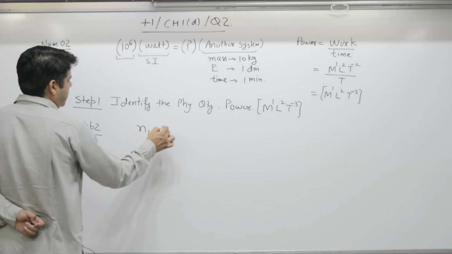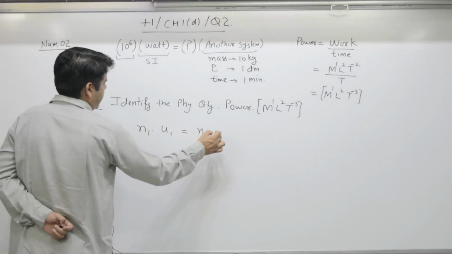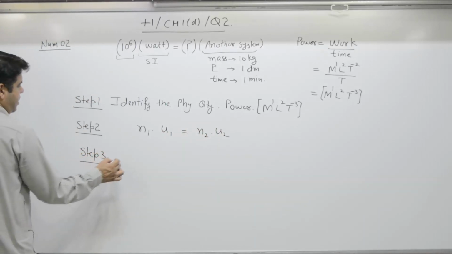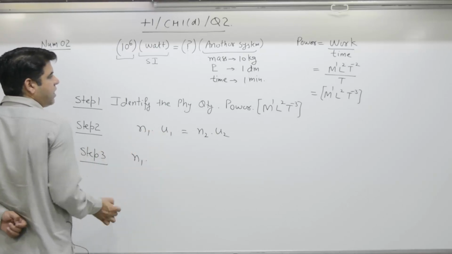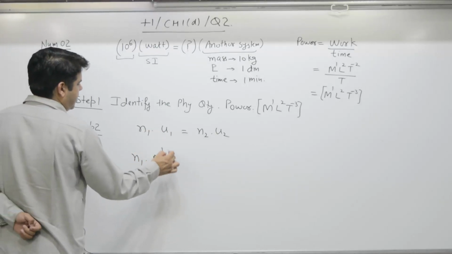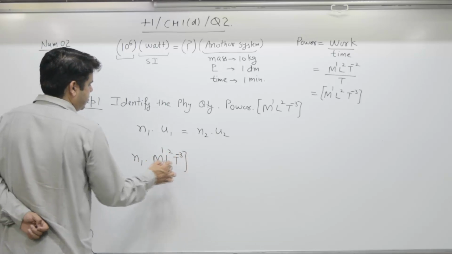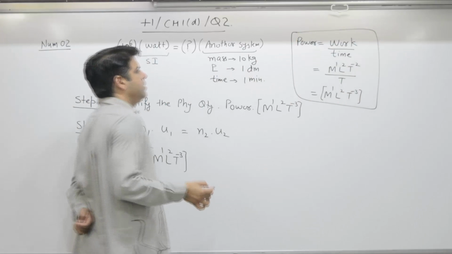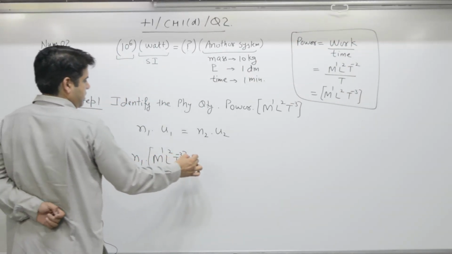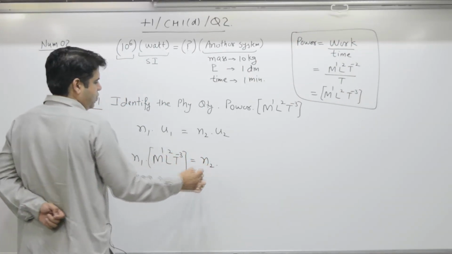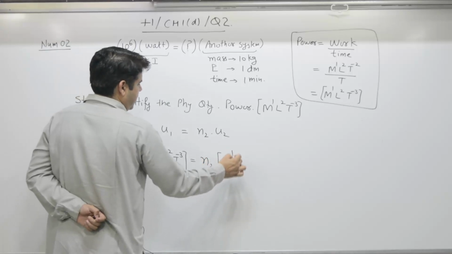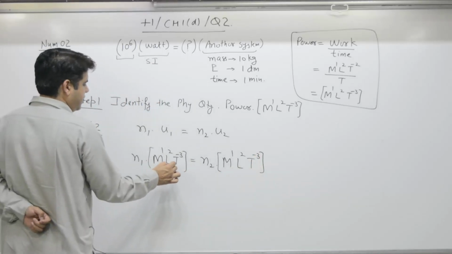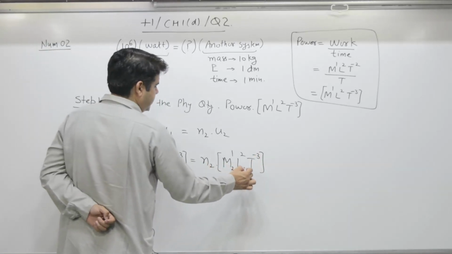N1 U1 is equal to N2 U2. N1 dimensional formula M1 L2 T minus 3. This you can keep as a concept separate. Is equal to N2 M1 L2 T minus 3. This is system 1. This is system 2.